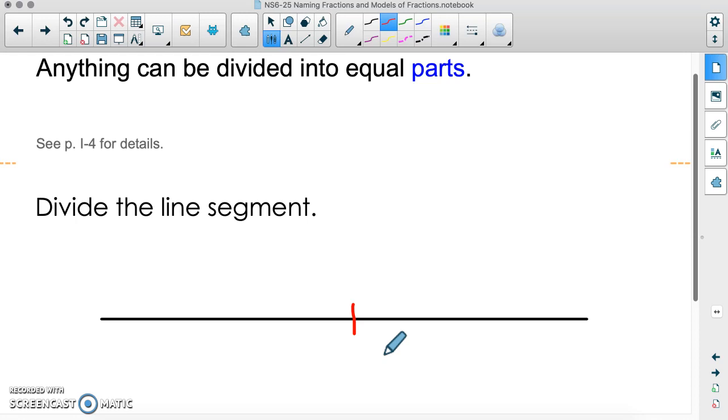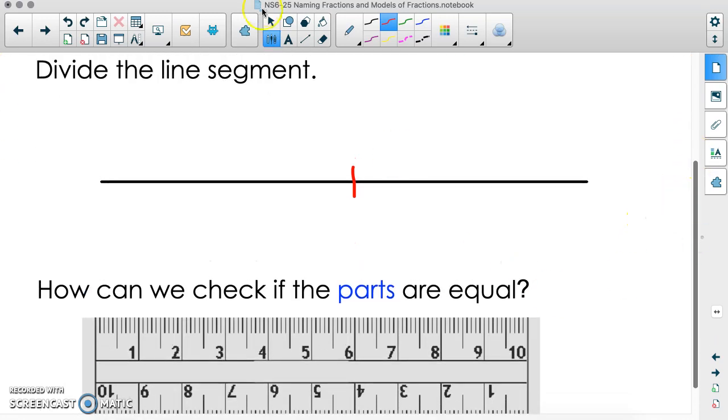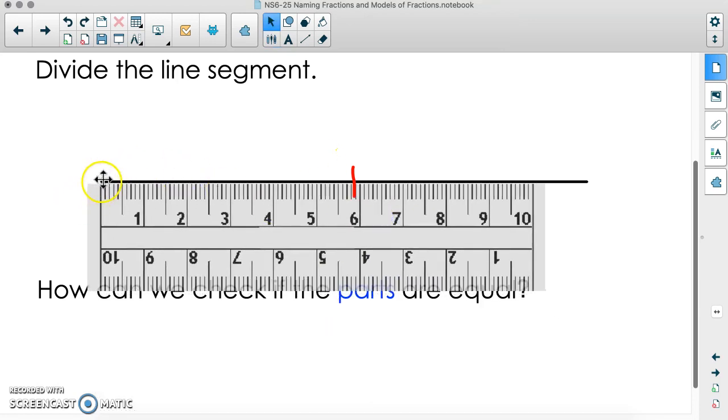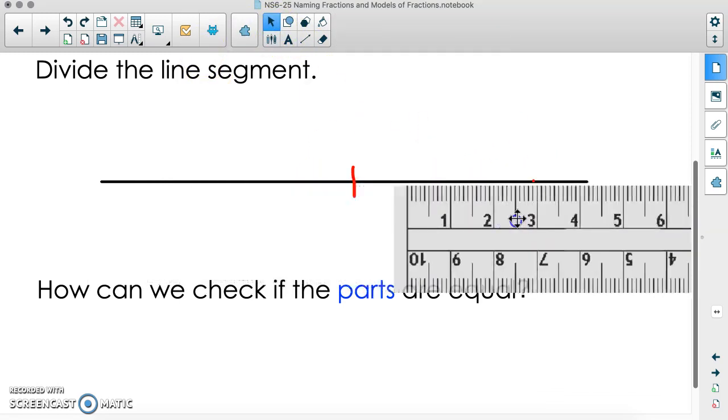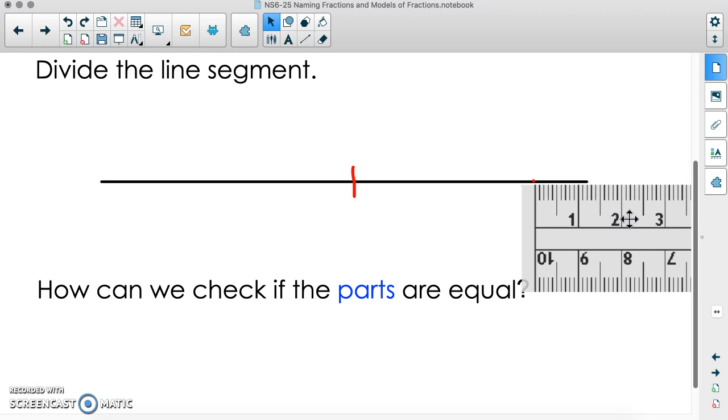But how can we know this for sure? What could we do? Well, we could measure it, absolutely. So we could take this ruler and we could measure this line segment. So we know we can line it up with 0. I'm just going to put a little dot here for where the 10 is so that we can just slide our ruler down and continue measuring. So this line segment is about, let's say, 11 centimeters roughly.